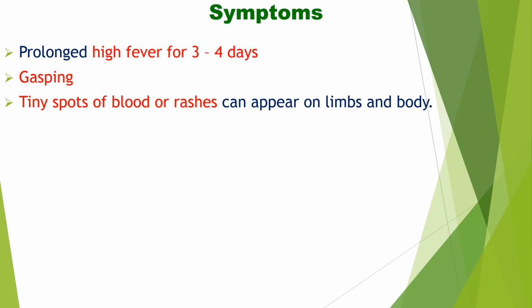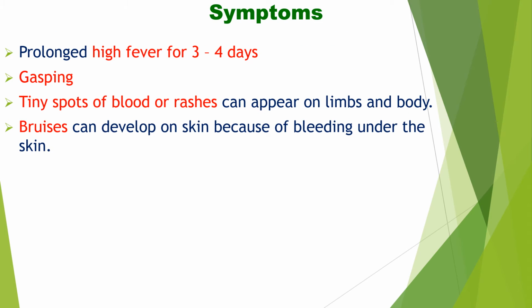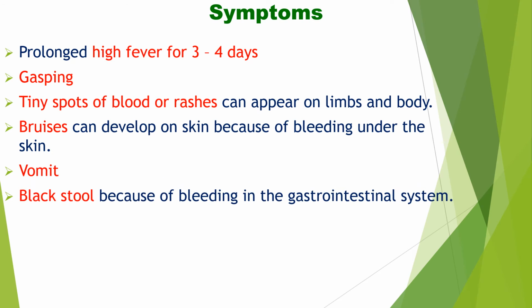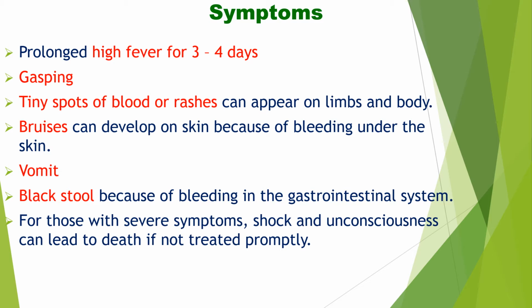Tiny spots of blood or rashes can appear on limbs and the body. Bruises can develop on skin because of bleeding under the skin. Vomiting. Black stool because of bleeding in the gastrointestinal system. Black stool is the most dangerous symptom of dengue hemorrhagic fever. For those with severe symptoms, shock and unconsciousness can lead to death if not treated promptly.